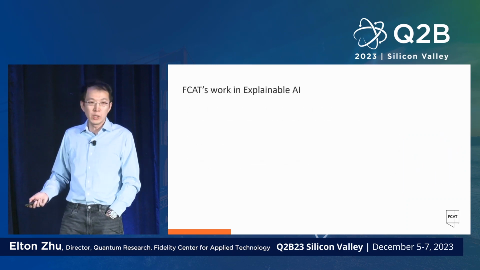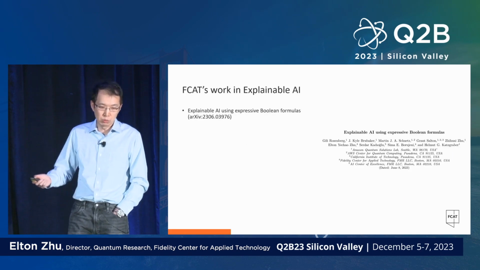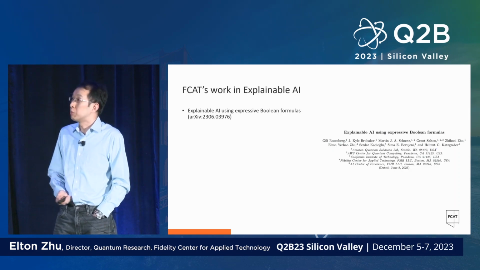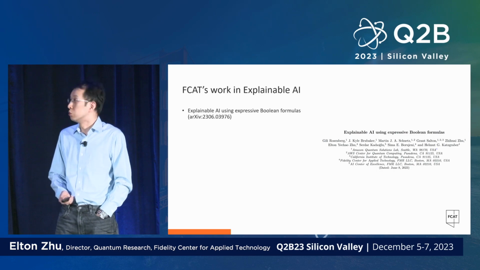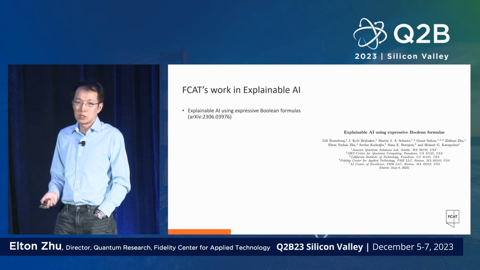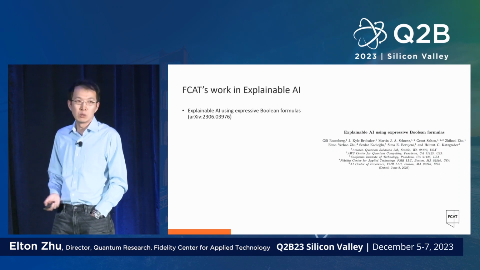So what we are doing with explainable AI, here I'm very happy to describe to you our work, which is called Explainable AI with Expressive Boolean Formulas. And this is a collaboration of FCAT, the AI Center of Excellence within Fidelity, and the AWS Quantum Solution Lab.